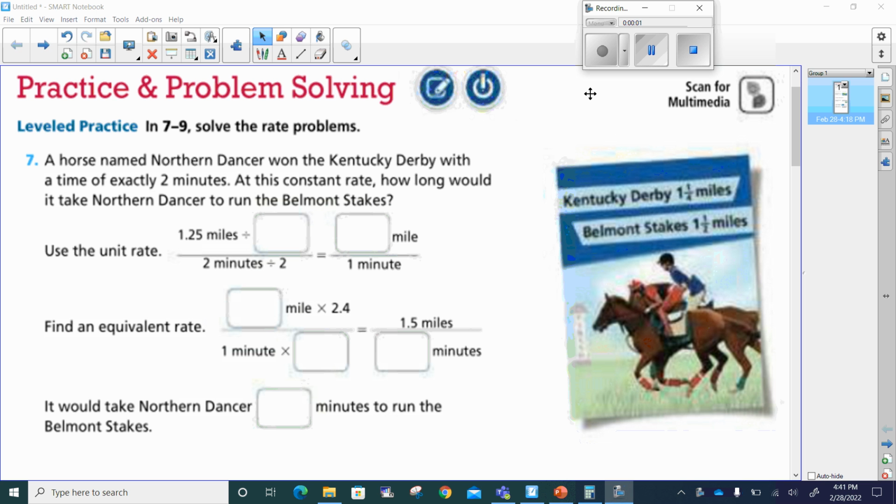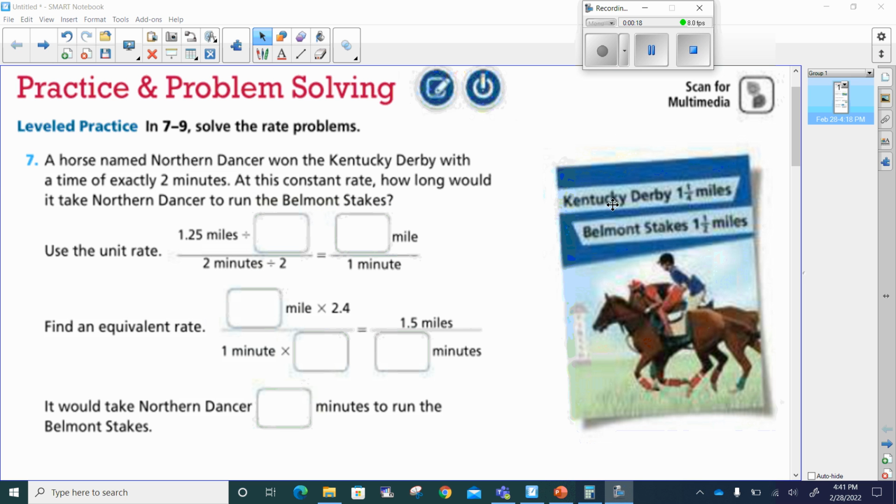All right, my sixth graders, let's go ahead and get this homework knocked out. Got number 7, which means I got all the odd ones today. A horse named Northern Dancer won the Kentucky Derby with a time of exactly 2 minutes. At this constant rate, how long would it take Northern Dancer to run the Belmont Stakes?